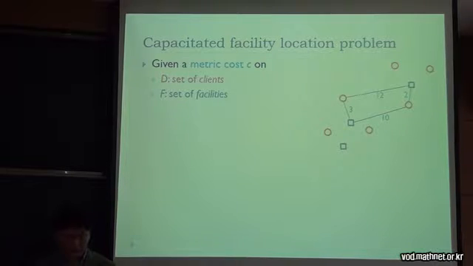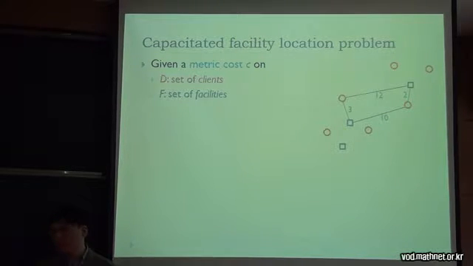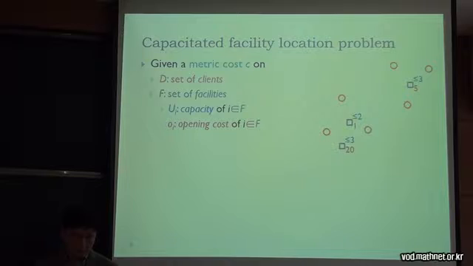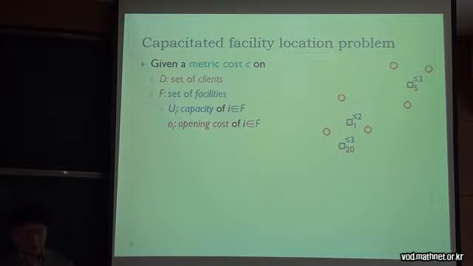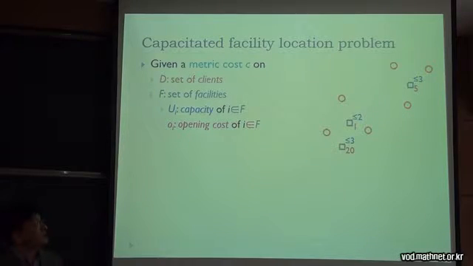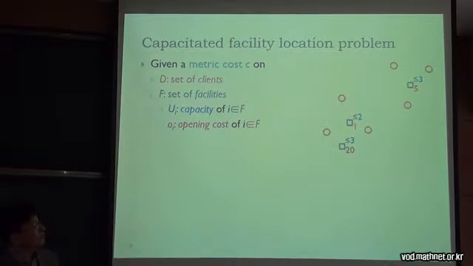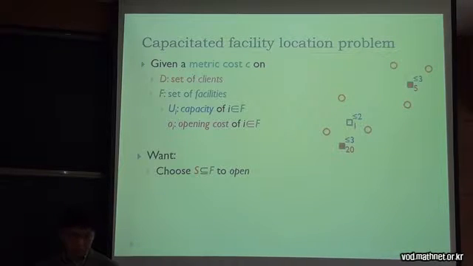And of course, given that this is a metric cost, we have the triangle inequality, so the distance that connects two nodes directly is always no worse than a detour. In addition to this metric cost, we are also given as part of the input the capacity of each facility, denoted as U sub I, and the opening cost denoted as O sub I. And this facility, for example, has capacity 3 and opening cost of 20.